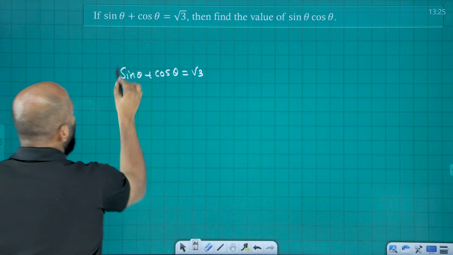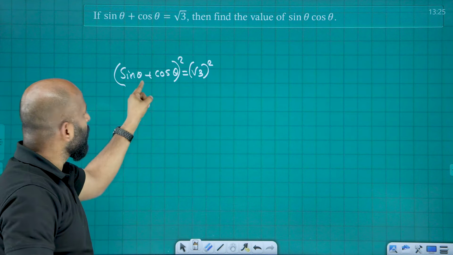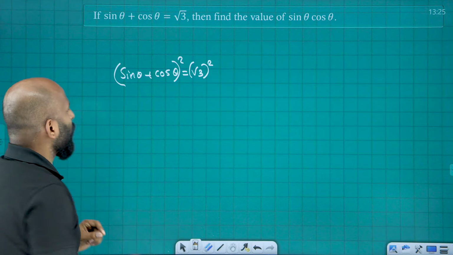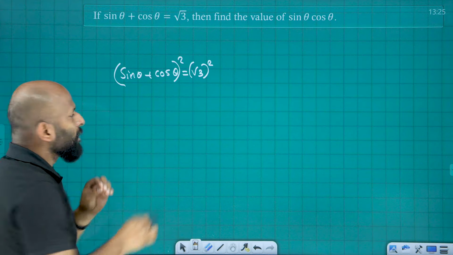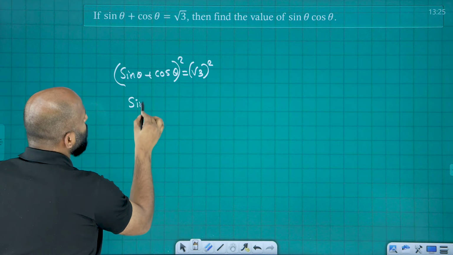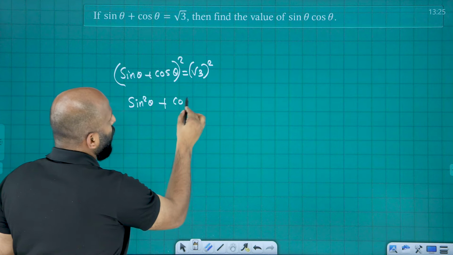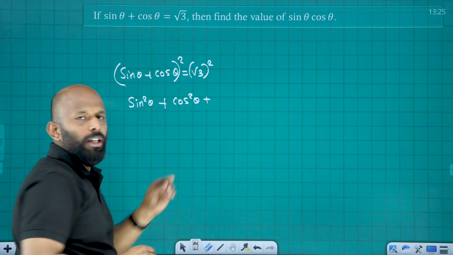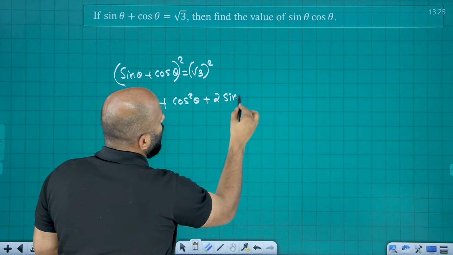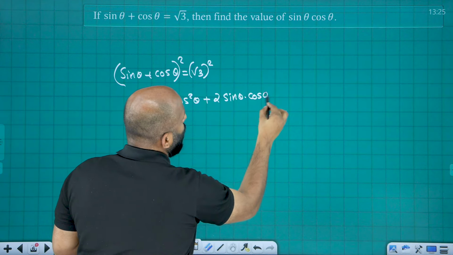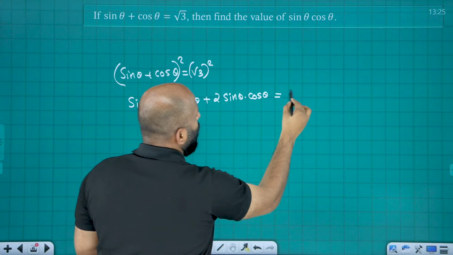To get that value, I am going to square this function on both sides. If I square it, here I need to apply the a plus b whole square identity. What is the a plus b whole square identity? That is a square, which becomes sin square theta, plus b square, which is cos square theta, plus the next term 2ab, that is 2 sin theta into cos theta, which is equal to root 3 square, that is 3.